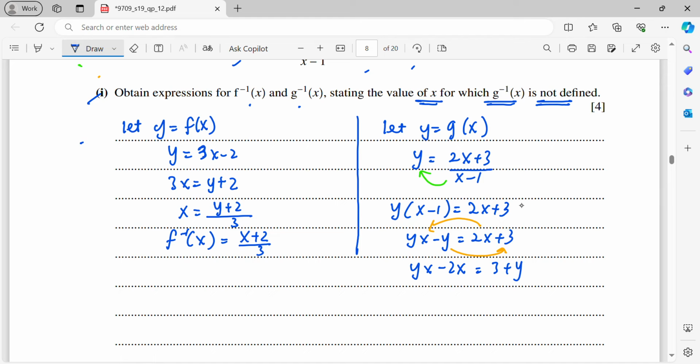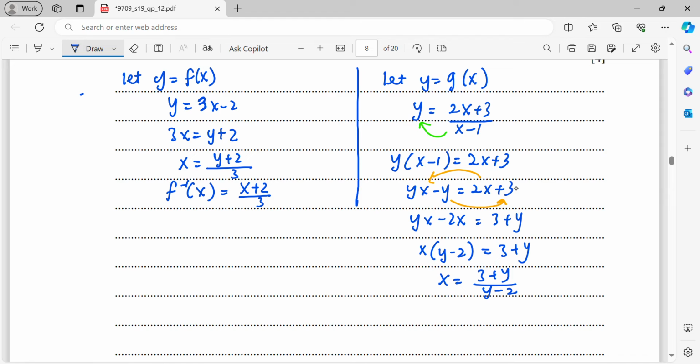And then now for the left side, the x is in common. Factorize the x to get x times y minus 2, then equals to 3 plus y. So here your x will be 3 plus y over y minus 2. And now from here, just change the x into g inverse, and on the right side, the y will be changed to x. So it will be 3 plus x over x minus 2. So that will be the expression for g inverse.